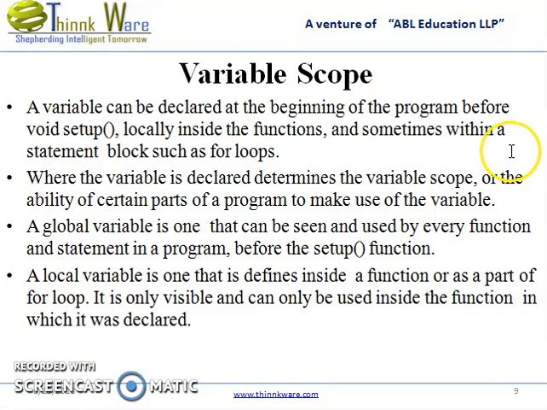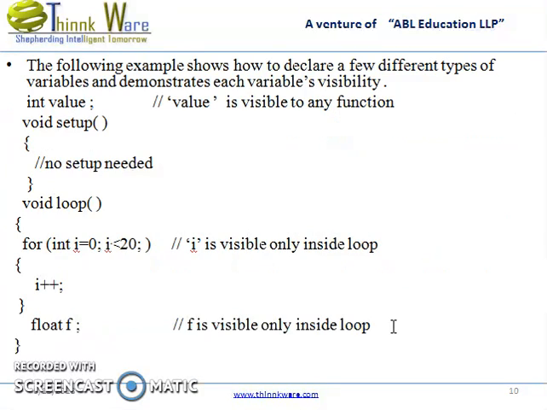Variable scope. A variable can be declared at the beginning of the program before void setup, locally inside the functions, and sometimes within a statement block such as for loops. Where the variable is declared determines the variable scope. A global variable is one which can be used in every function and statement in a program. That is written before the setup function. A local variable is one that is defined inside a function or as a part of the for loop. It is only visible and can only be used by that function itself.